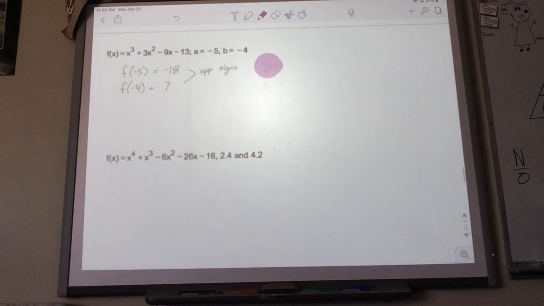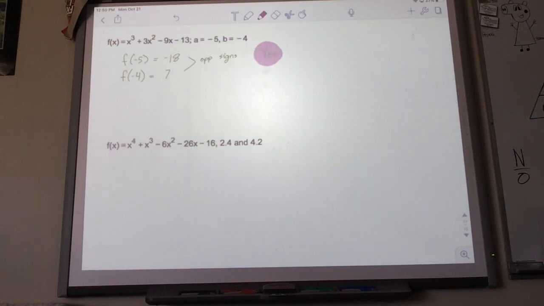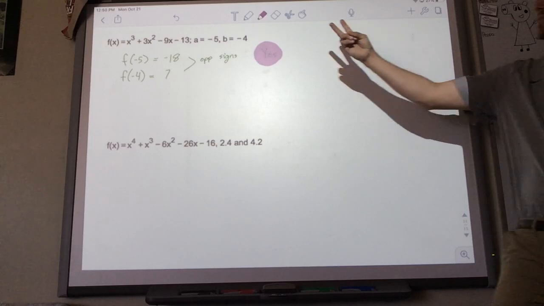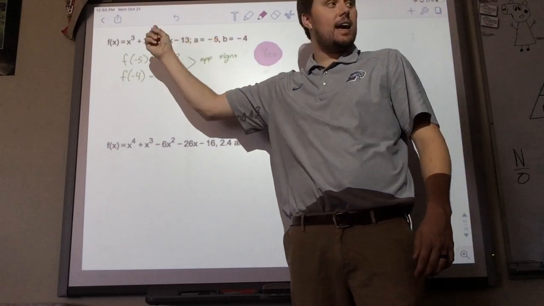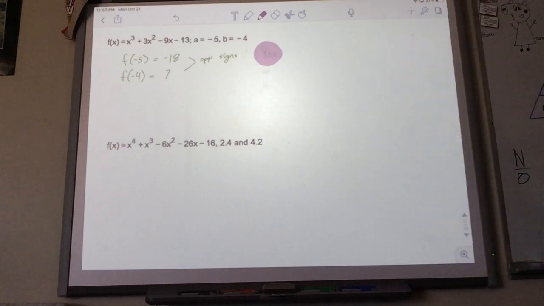Why can't we just say yes in the beginning? Because it might not have passed through between those 2 numbers. It's talking about between those 2 numbers.